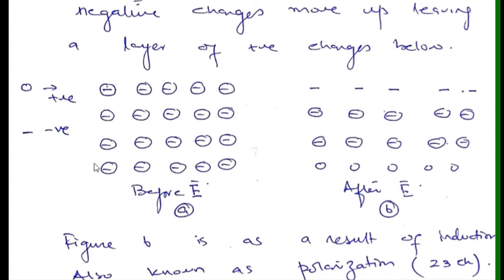This is originally an insulator, that is all the positives, and this circle represents the positive charge and the negative sign represents the negative charge. So before the application of electric field, the insulator looks a bit more like this.